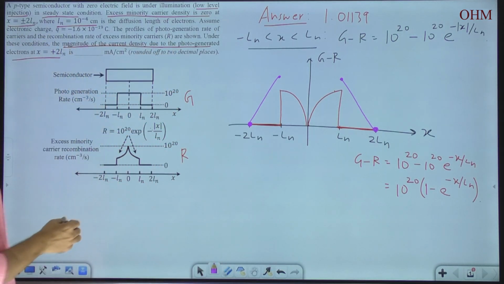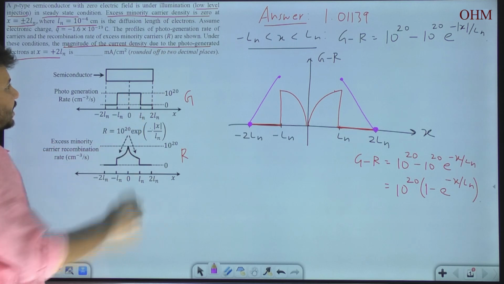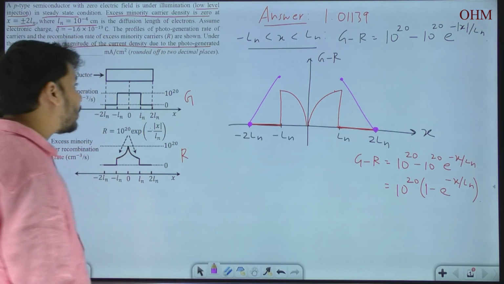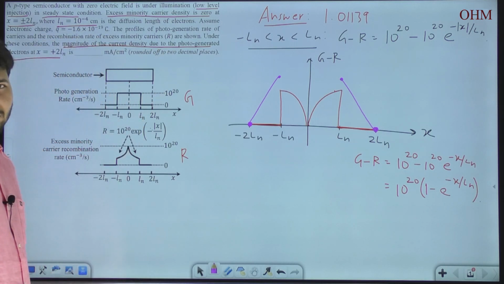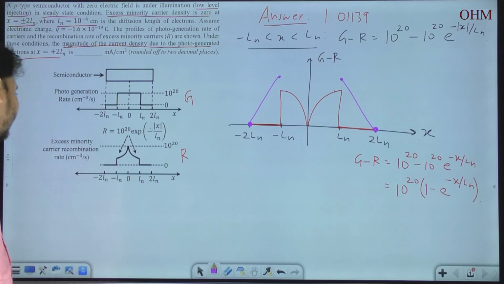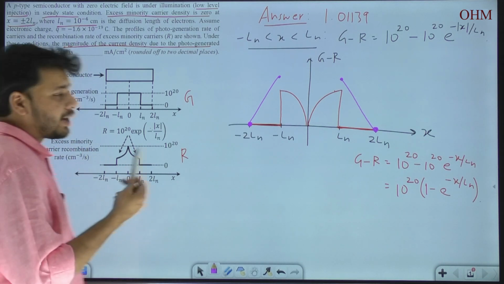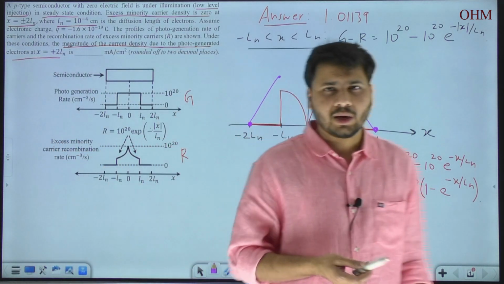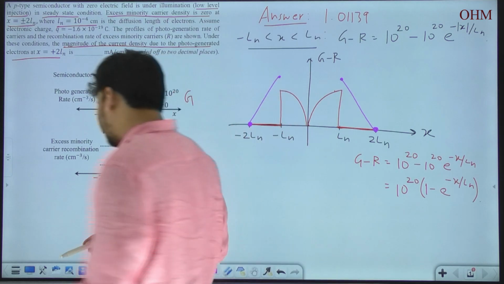Now go back to the question. Find the magnitude of the current density due to the photo generated electrons at x equal to plus 2ln. In fact, this electron current density is the electron diffusion current density.